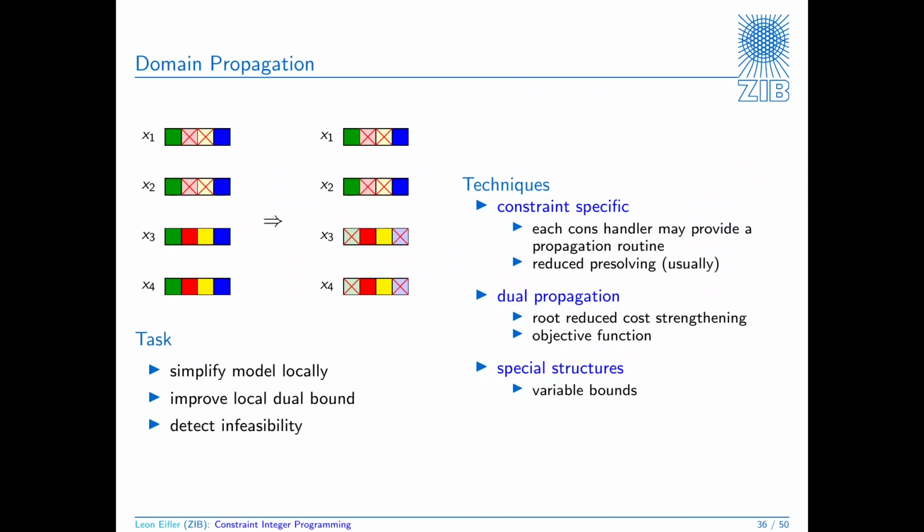And then we can infer from this, and this kind of inference is called propagation, that because x1 and x2 cannot take the middle values, x3 and x4 have to take the middle values and thus cannot take the green or the blue values. And so we get a domain reduction for these other variables. This was one example for a constraint-specific type of domain propagation. Generally, in domain propagation, the task is to simplify the model locally, or improve dual bounds, or even detect infeasibility possibly.